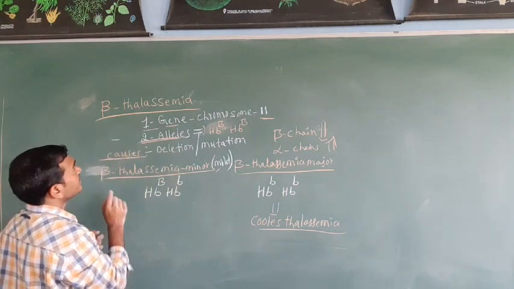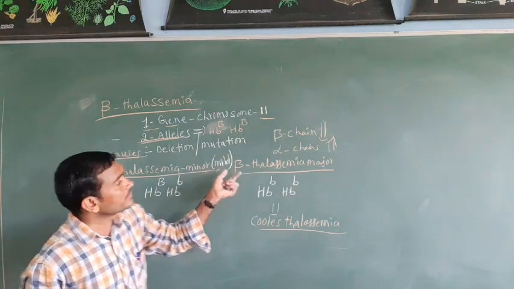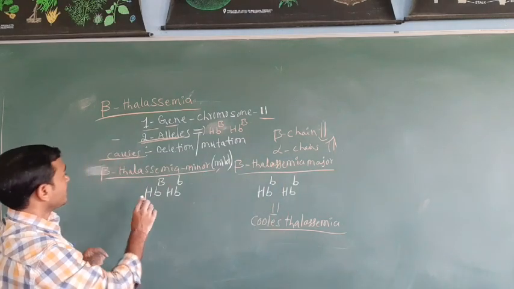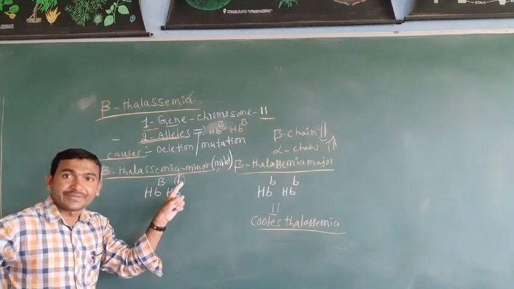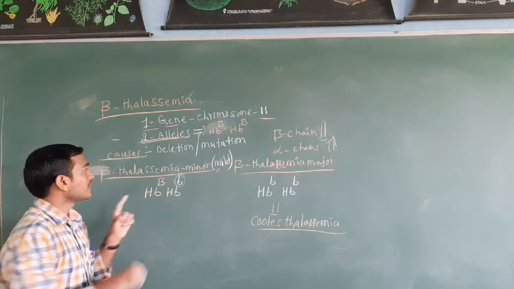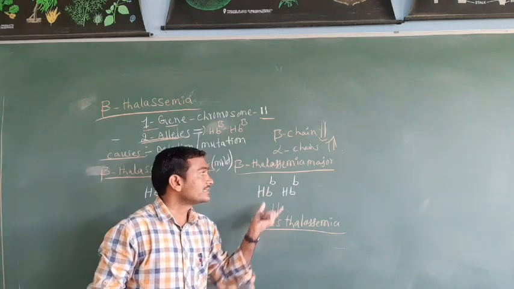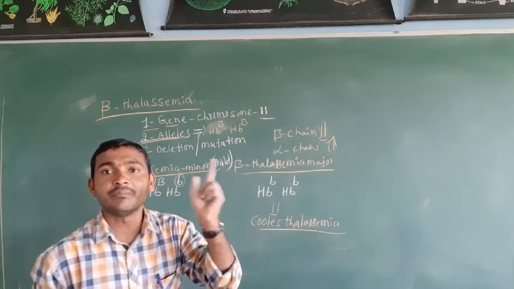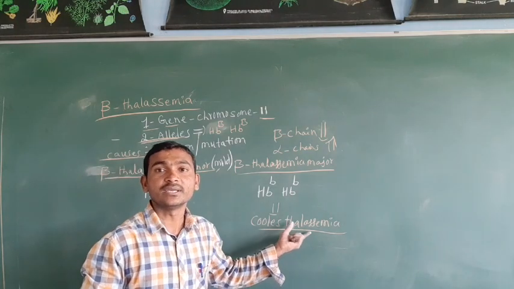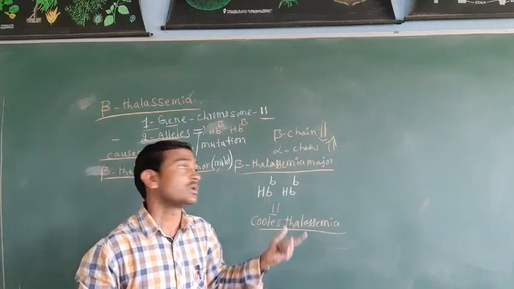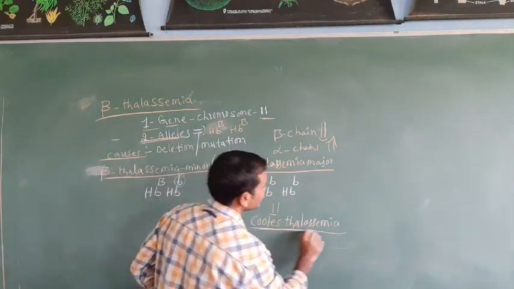Again, beta thalassemia has two types: beta thalassemia minor, or mild, and beta thalassemia major. See here, when one allele is affected, it is hemoglobin capital B and small b, which is beta thalassemia minor. When both are affected, it is beta thalassemia major. Beta thalassemia major was described by the scientist Cooley, so in his honor it is called Cooley's thalassemia.